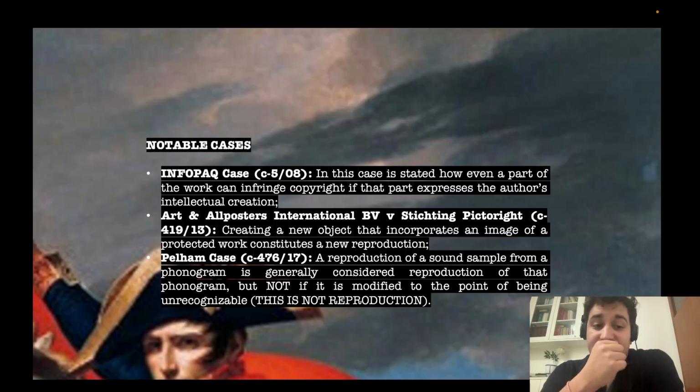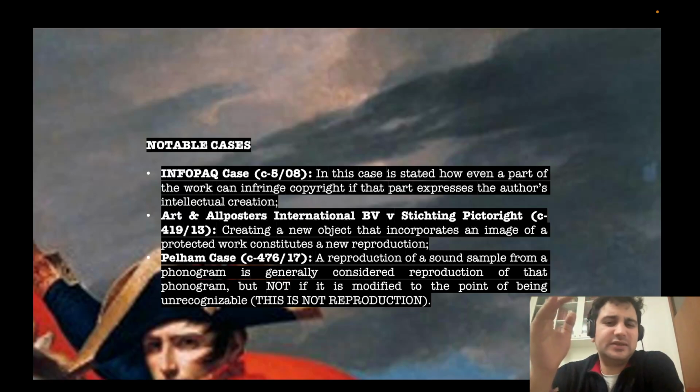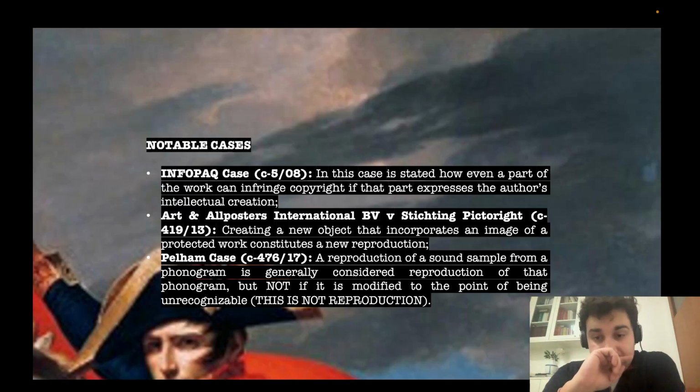Then we will have the Pelham case, C-476/17, which is a reproduction of a sound sample from a phonogram. It is generally considered a reproduction of that phonogram, but not if it is modified to the point of being unrecognizable. Okay, in that case, it's not considered a reproduction.